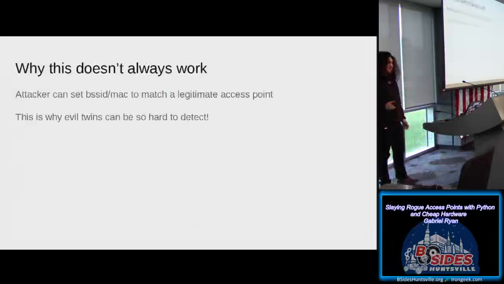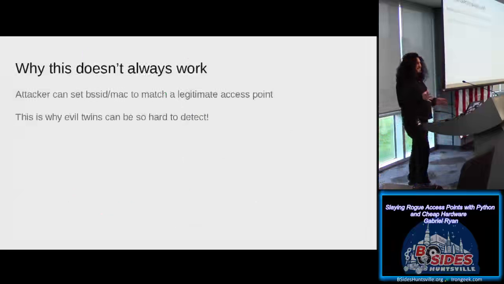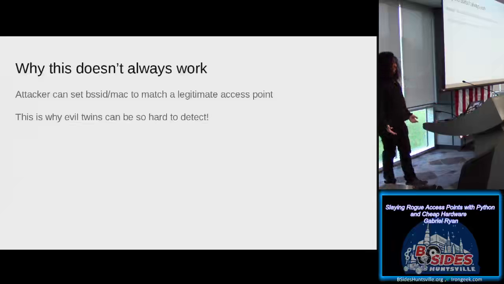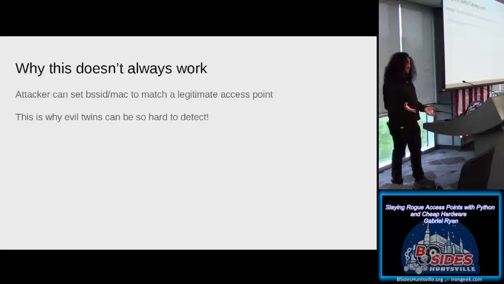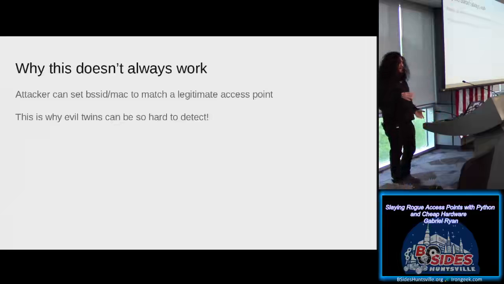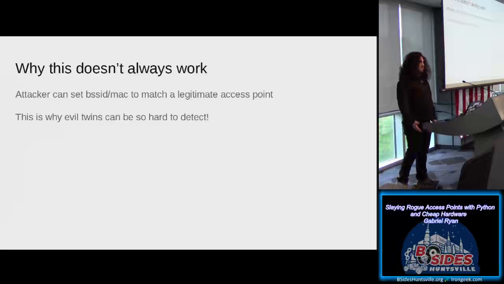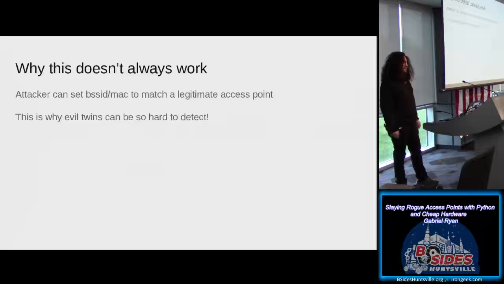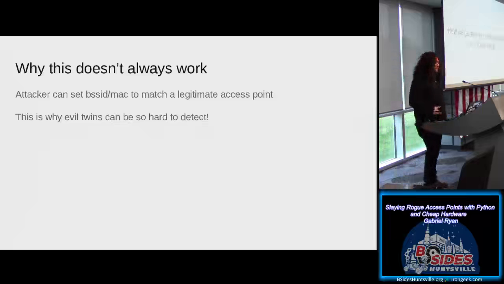Why doesn't this always work? Well, this is great. You can detect it this way unless the attacker actually bothers to spoof their BSSID, because if they spoof their BSSID, they can make their access point look like whatever they want. So if they take the time to locate and identify one of the access points on your network, and take note of the BSSID, they can set up their access point so it has the same BSSID as one of yours. At that point, whitelisting will fail because, for all intents and purposes, it looks exactly like one of your legitimate access points. So how do we get around this?